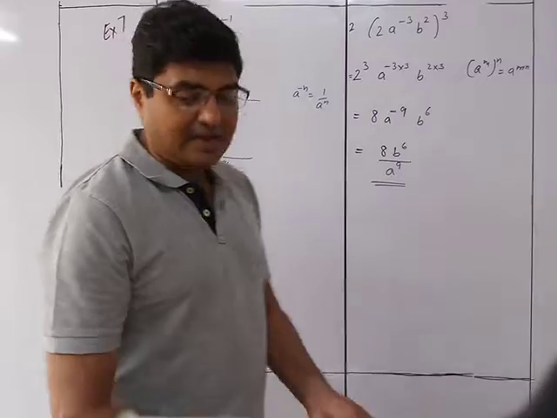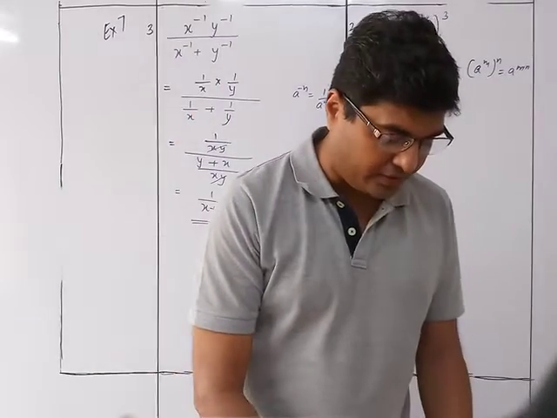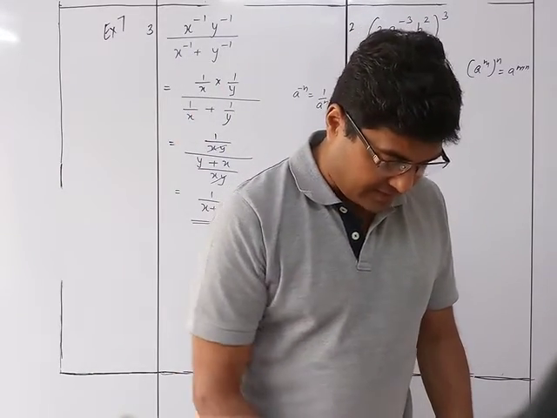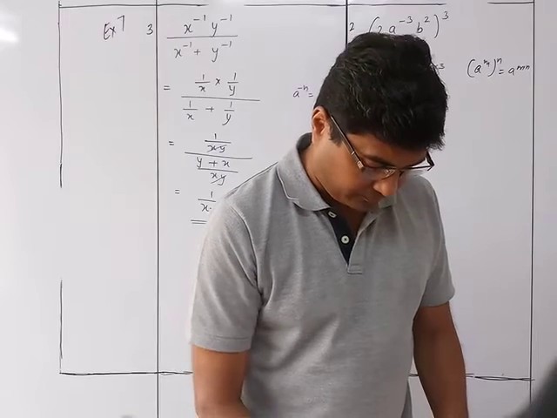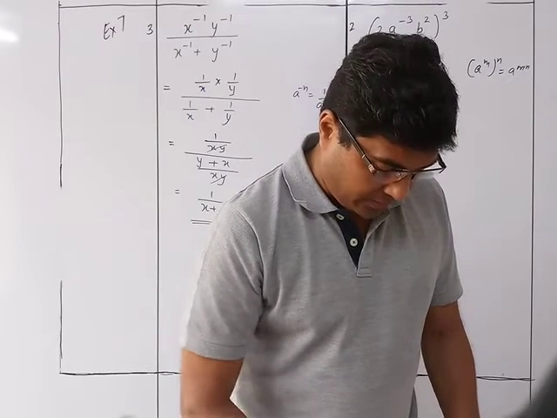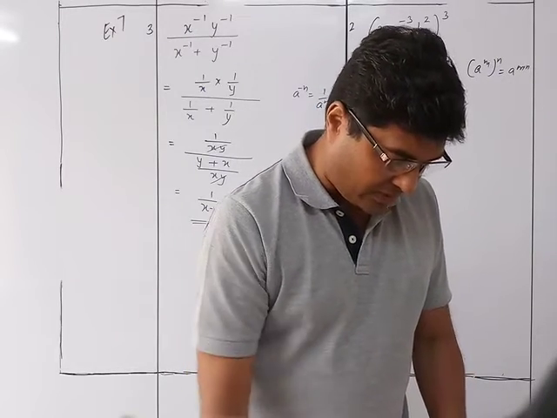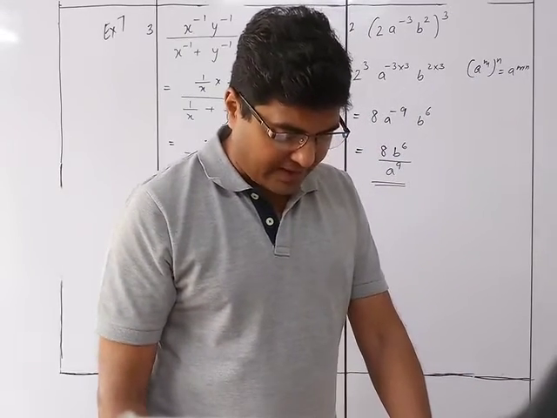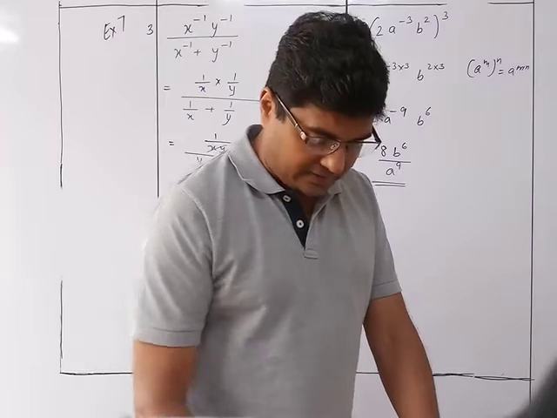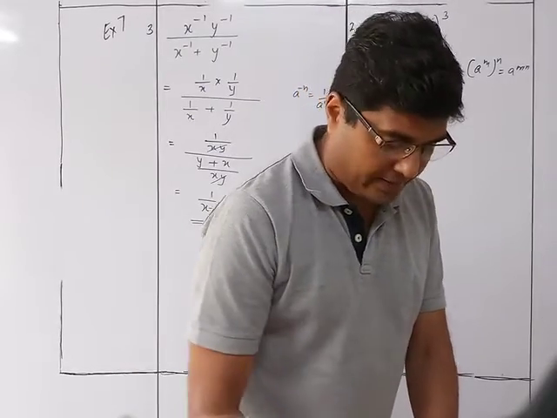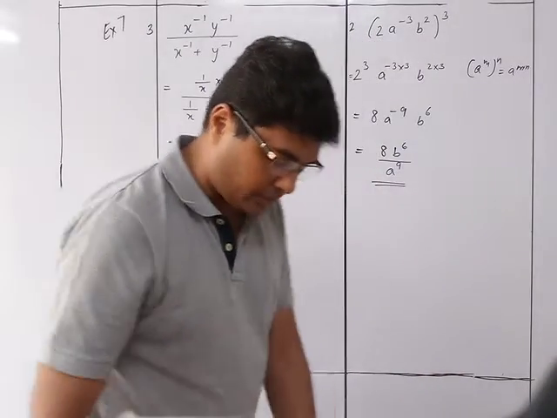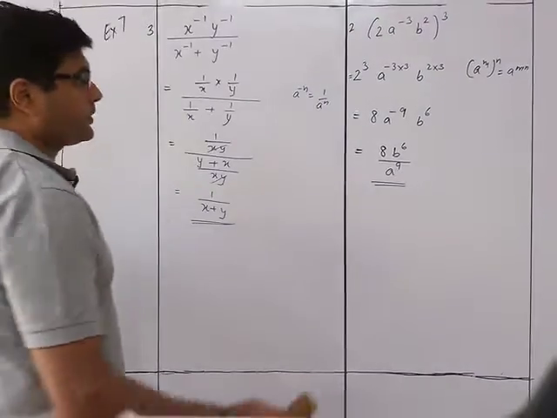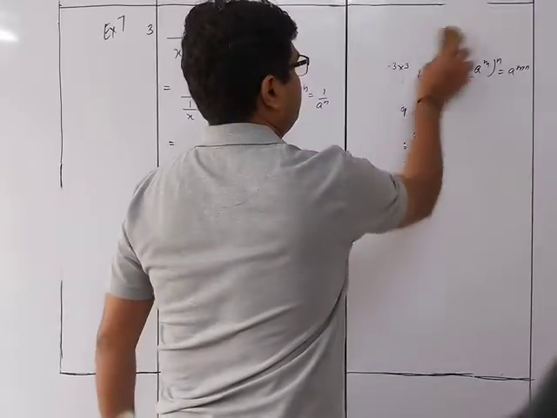I'll also cross check the answers from behind so that there is no issue later on. So that's exercise number 7, and we did the 3 sums. First was 8, second one was 8 a raised to minus 9 b raised to 6, and third one was 1 upon x plus y. So all 3 were correct. Next one.